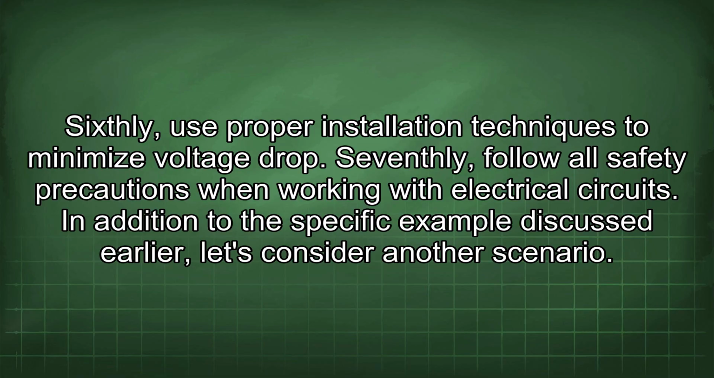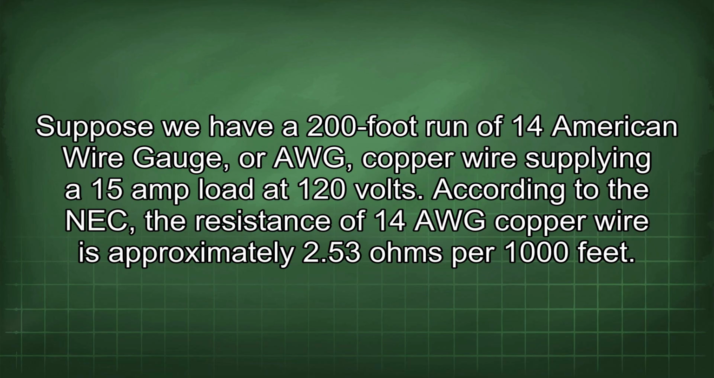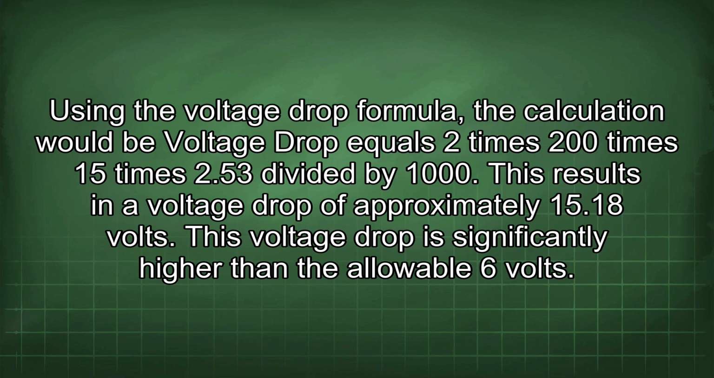In addition to the specific example discussed earlier, let's consider another scenario. Suppose we have a 200-foot run of 14 American wire gauge, or AWG, copper wire supplying a 15 amp load at 120 volts. According to the NEC, the resistance of 14 AWG copper wire is approximately 2.53 ohms per 1000 feet. Using the voltage drop formula, the calculation would be voltage drop equals 2 times 200 times 15 times 2.53 divided by 1000. This results in a voltage drop of approximately 15.18 volts. This voltage drop is significantly higher than the allowable 6 volts.